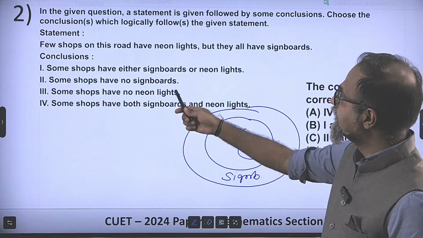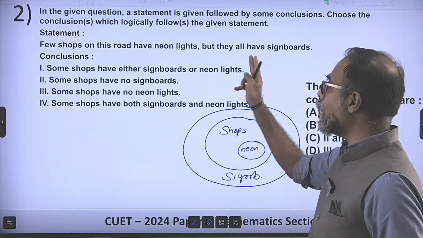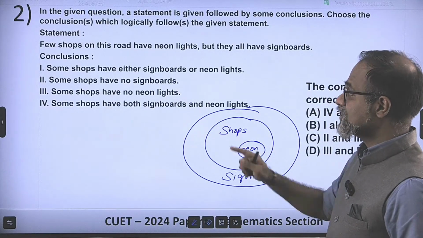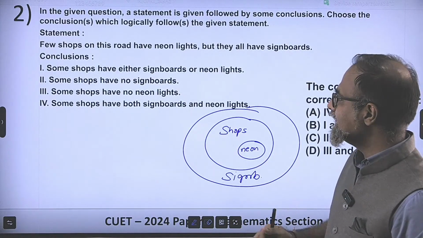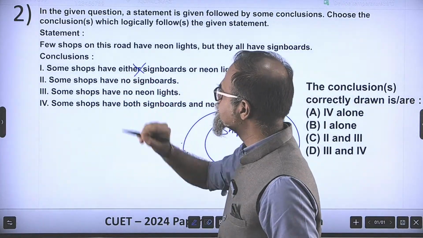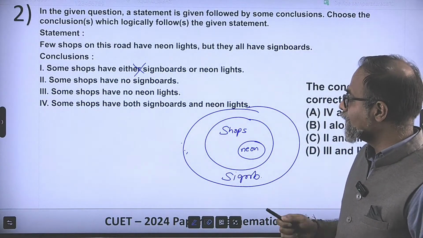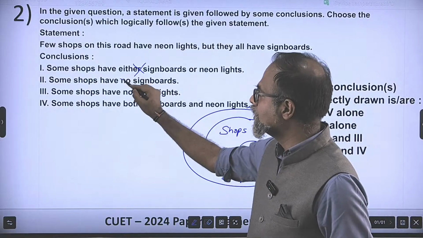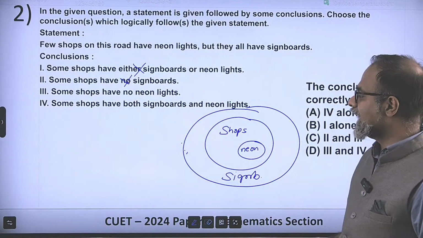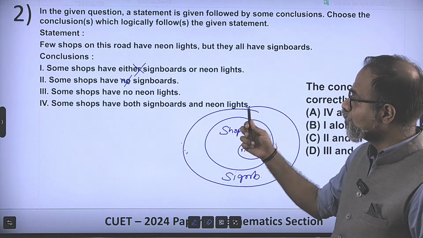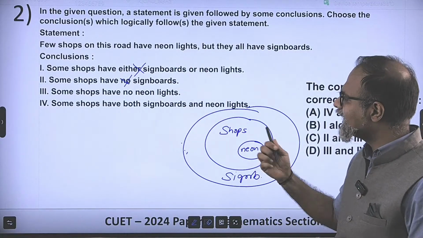Now, which conclusions? Some shops have either signboards or neon lights. Well, it's not either or because every shop has a signboard. So option 1 is not a great option. Some shops have no signboards is definitely wrong because every shop has a signboard. Now, some shops have no neon lights. So if some shops have no neon lights and few shops have neon lights, well, sort of I can consider that.